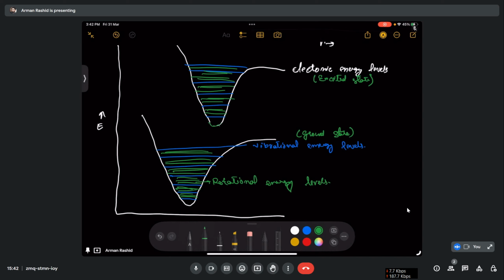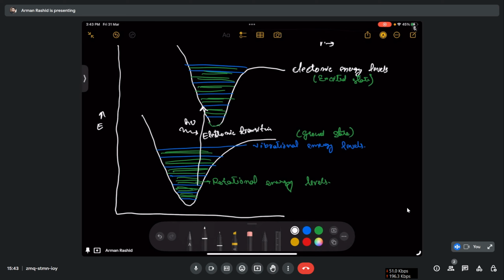So we can have a transition between these levels, like a light will come and the transition can happen from, for example, this state to this state, right? So what we have to give is energy h nu. Now this is called an electronic transition.